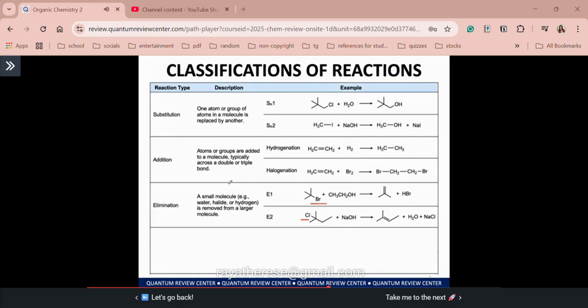Because class, your halides, they prefer their anionic form, diba? Their bromide or chloride forms in which they carry a negative charge. Okay? So for elimination, as you can see, upon eliminating your halogens, we will form a double bond. Remember, strict follower si carbon ng octet rule.